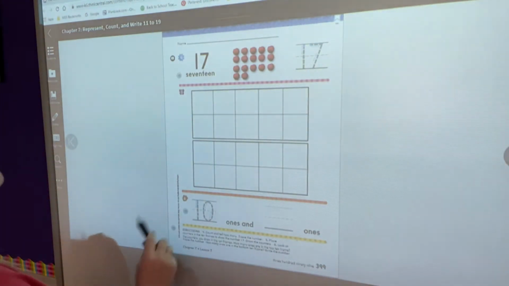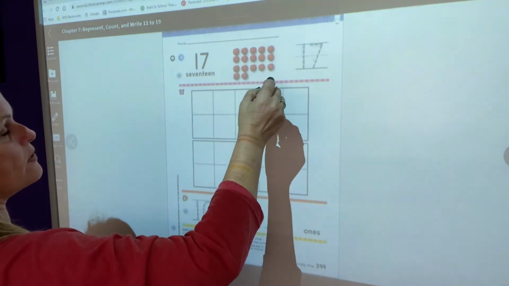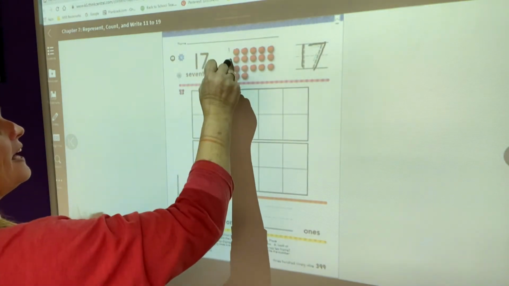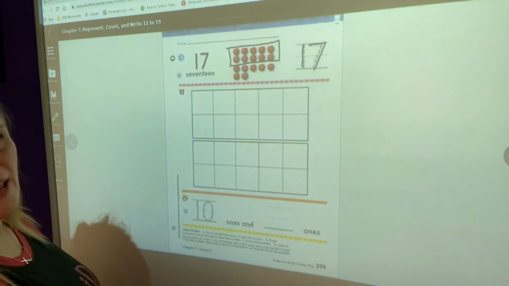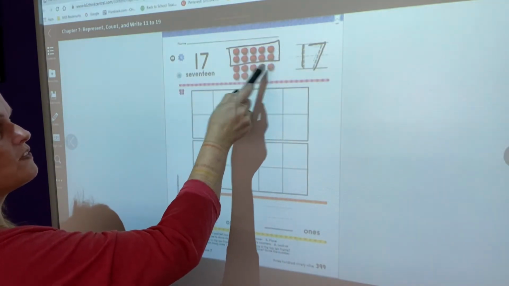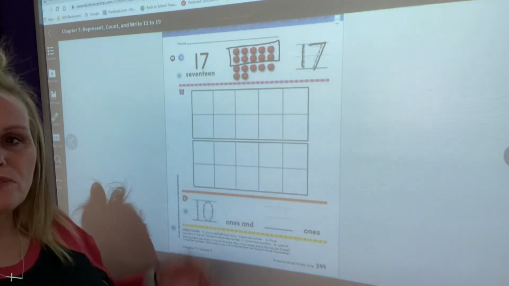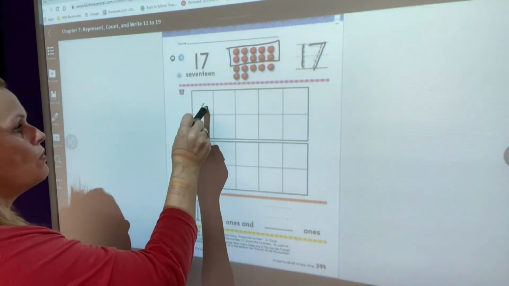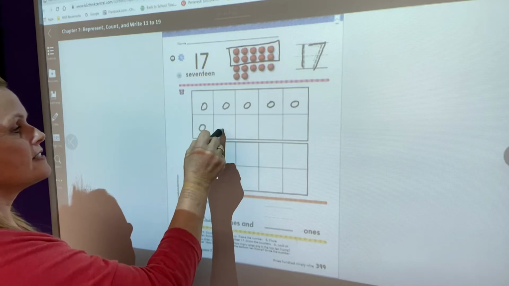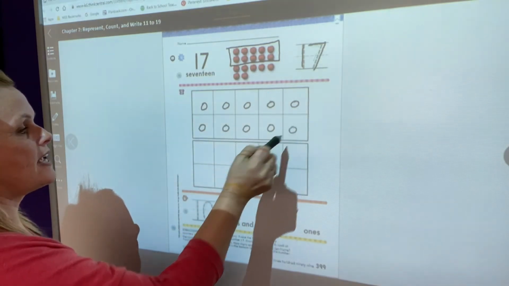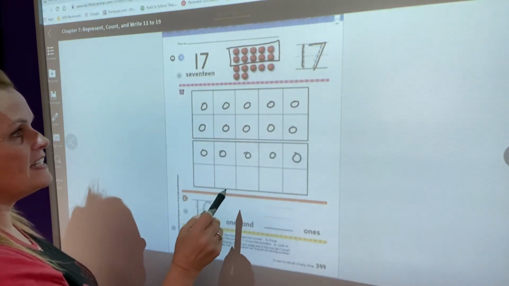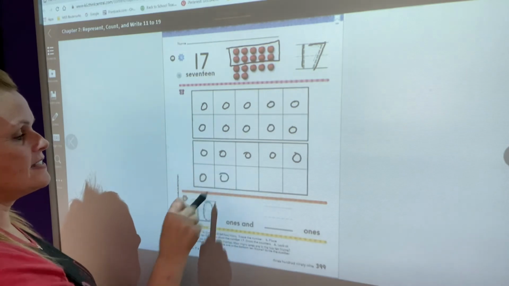We're using red apples today to count to show that there are 17 objects. Go ahead and trace your 17, your 1, and your 7. I like to do that rectangle to help me remember that's 10. Let's go ahead and count them, 11, 12, 13, 14, 15, 16, 17. Let's move them down into our 10 frame with counters. 1, 2, 3, 4, 5, 6, 7, 8, 9, 10, 11, 12, 13, 14, 15, 16, and 17.